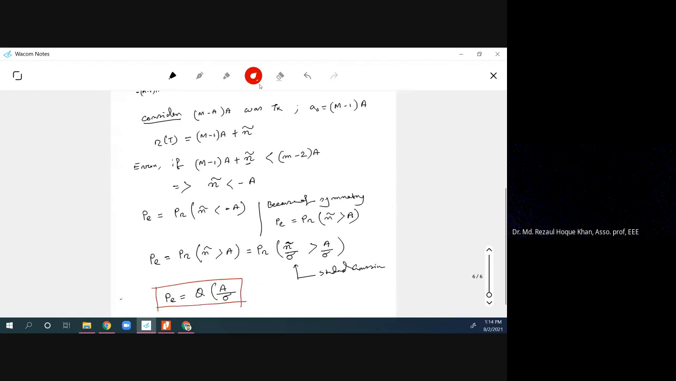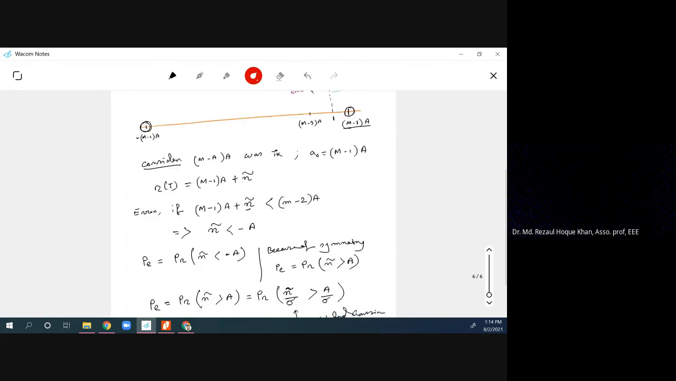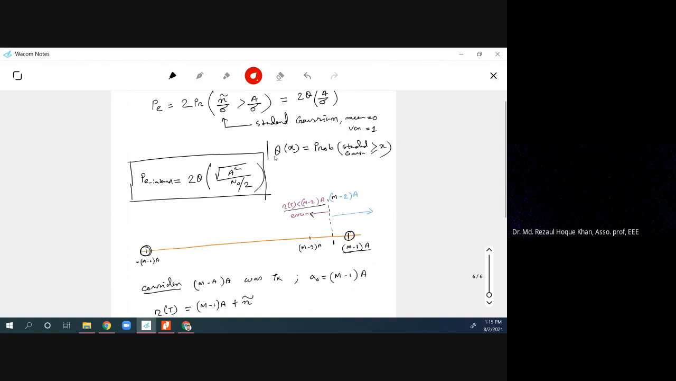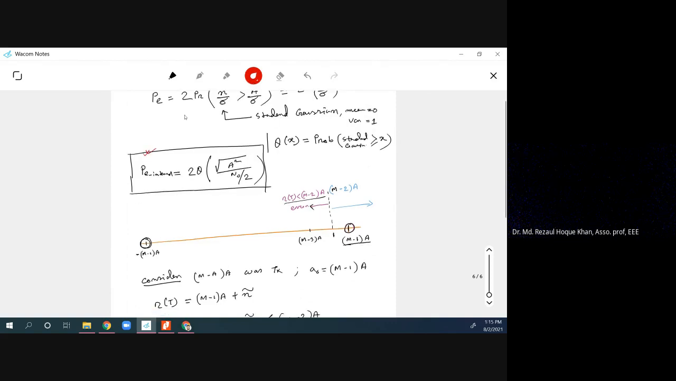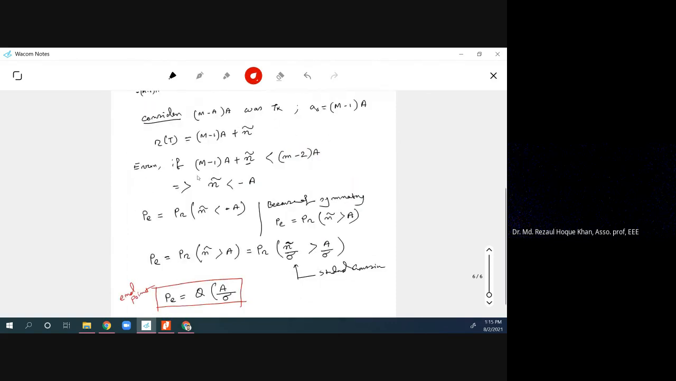N point, yes, N point. Those are the solutions for in-between points. Inner, and this is the end point. So this is P_e for the end point.